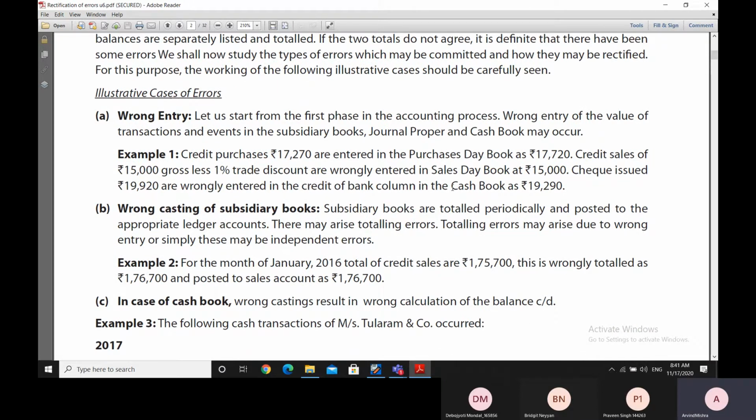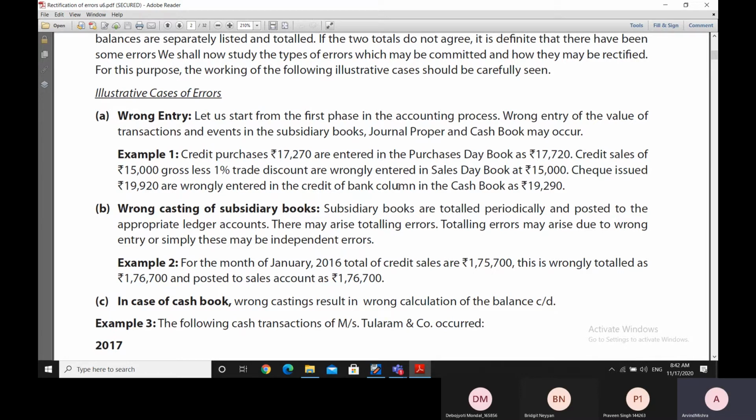Now let's see some illustrative list of the errors that may be there. So A, if we make a wrong entry of the wrong value of any transaction or event in the subsidiary books, journal or in the cash book, so a wrong entry may result in an error. For example, if credit purchases are 17,270, but they are entered in the purchases day book as 17,720 instead of 17,270, so there is a value error here. It may also happen that sometimes the credit sales of 15,000 gross less 1% trade discount are wrongly entered in the sales day book at 15,000 instead of reducing the 1% trade discount. Again, there is a value error here.